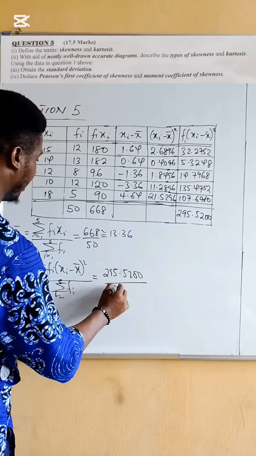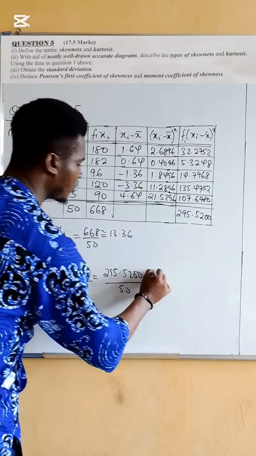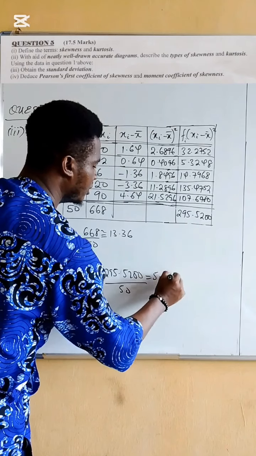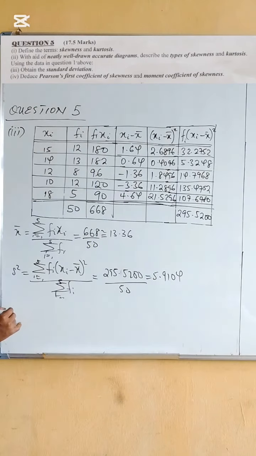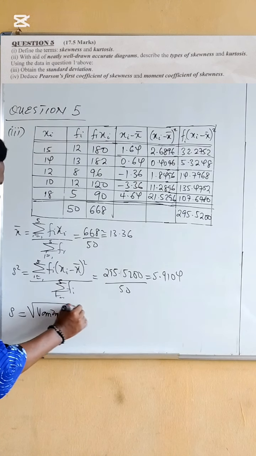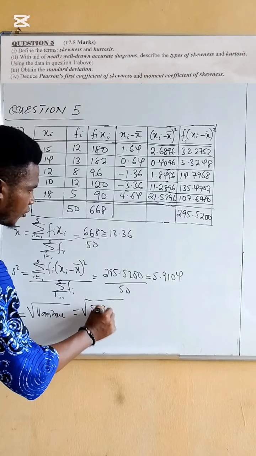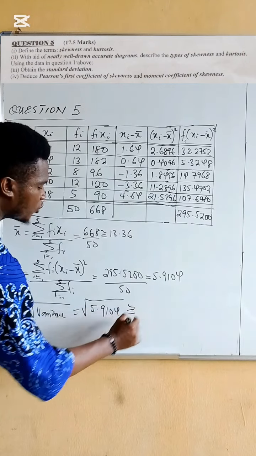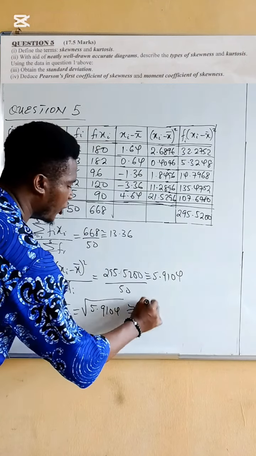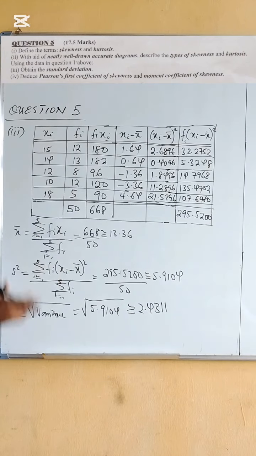295.5200 divided by 50. And that will give us what? 5.9104. Now, since standard deviation, which they want us to find, is the square root of variance, which is the same as the square root of what we've just obtained as our variance, 5.9104, this will give us what approximately? 2.4311. So that will be our standard deviation.